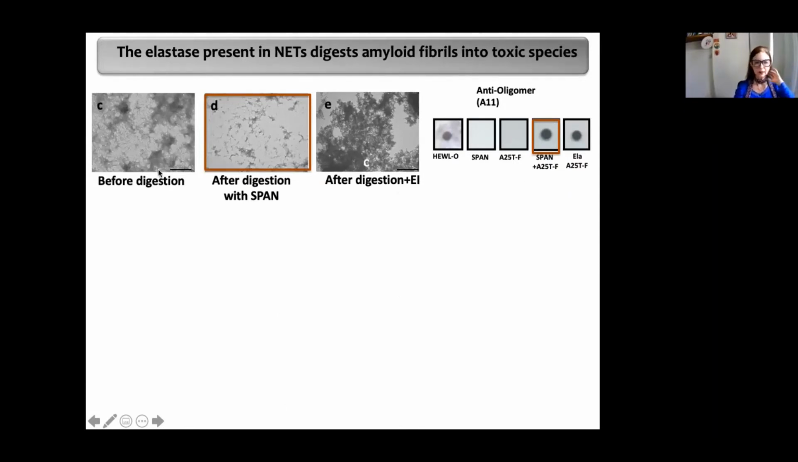So we did several experiments. I'm just summarizing some of them here. I just want you to see the images. Before digestion, we have the typical mature amyloid fibrils here. And then when we add what we call this SPN, the supernatant of PMA-activated neutrophils, you can see complete digestion of this material. And this material is positive, as you see here. It binds the anti-oligomer antibodies, suggesting that these fibrils are being dissolved or digested, forming oligomers. And when we add the elastase inhibitor, we blocked this digestion completely. And here is only the elastase, the purified enzyme, which also digests these amyloid fibers. And we think that elastase is one of the major components of NETs that is attacking and digesting our fibers.